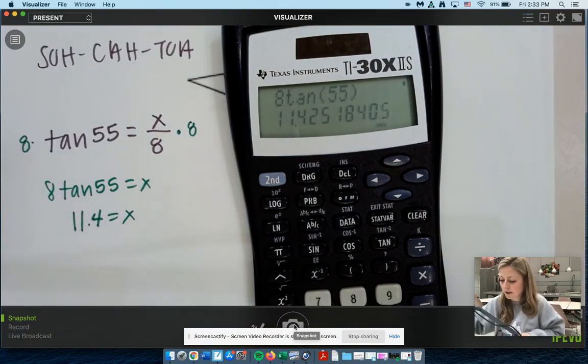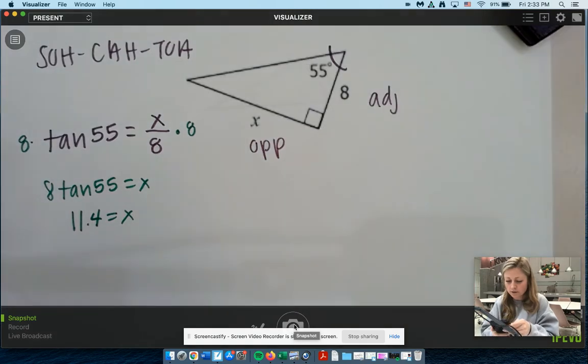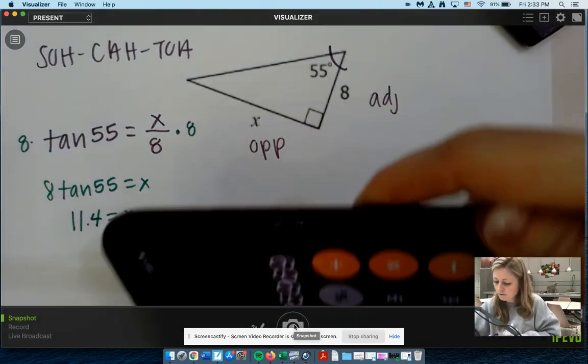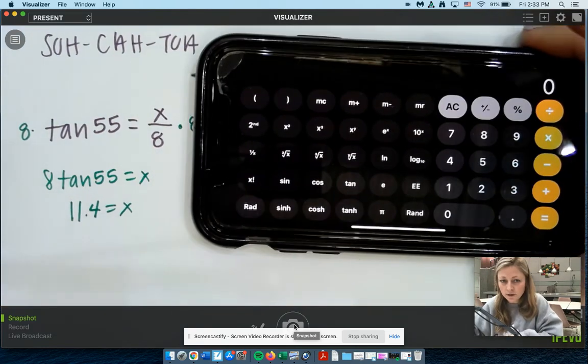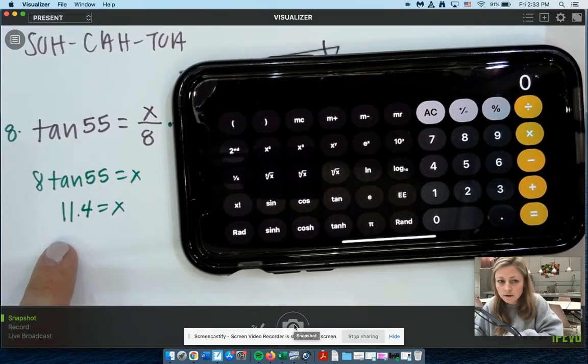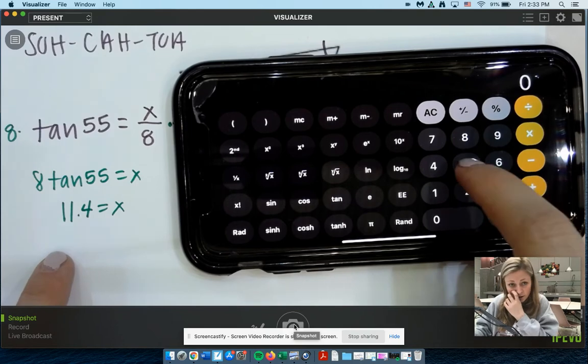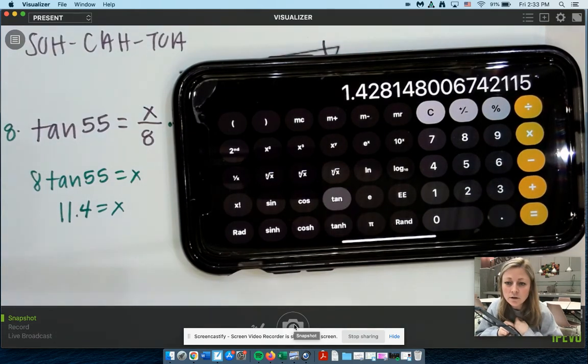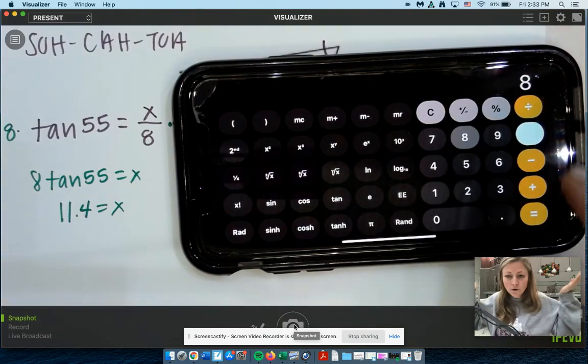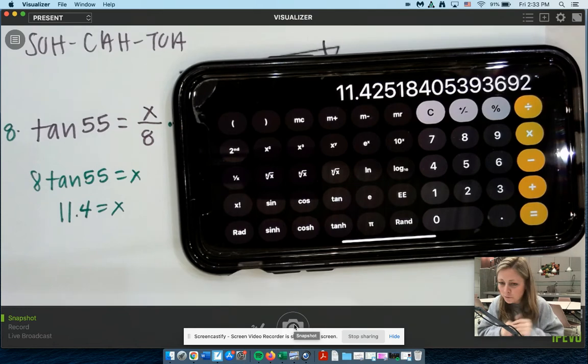Okay, let's try it on our phone again, just for those using our phones. Maybe clear it out. So remember, you hit your angle first, so 55. Then hit the trig ratio you want, which is tangent. So now we have our ratio times our 8. 11.4. I love when things work out. Woo!